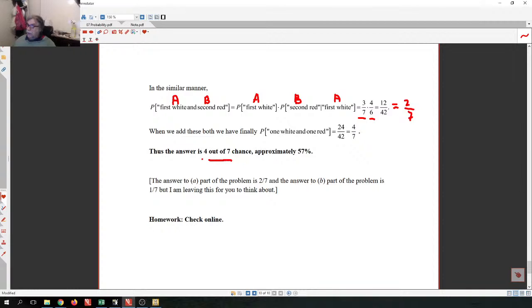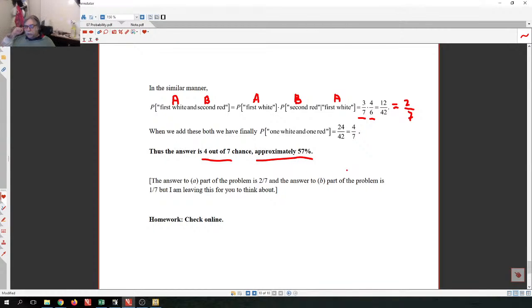I got the same answer I had by using either combinations, drawing 2 balls at once, or by using permutations, drawing 1 by 1, or by using properties of probability, the same answer, 4 out of 7. Approximately 57%.